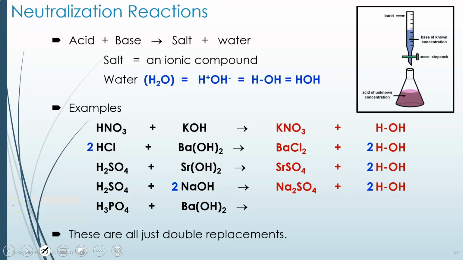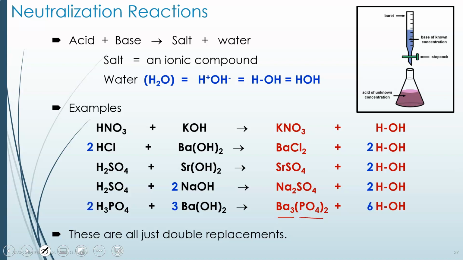And the last reaction is phosphoric acid, which is a triprotic acid, 3 protons, with barium hydroxide, which is a dihydroxy base. So we've got 3 protons here, and we've got 2 hydroxides here. Well, we're still going to make our salt, and if you actually balance the barium +2 ion with your phosphate -3 ion, and do your crisscross and simplify to figure out what your final formula is, you'll see that you end up with 3 bariums in your salt and 2 phosphate groups in your salt.